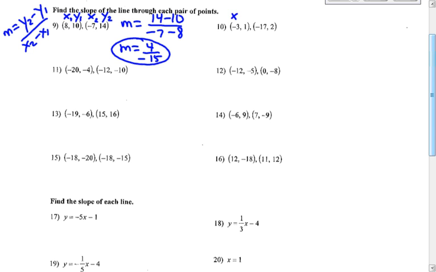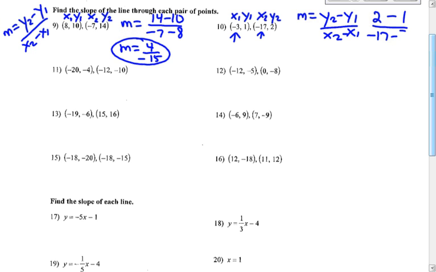Same thing here. We're going to do x1, y1. Label first x2 and y2. Then you can write down the formula. y2 minus y1 over x2 minus x1. You substitute the values in. There's 2 minus from the formula, and then y1 is 1. x2, which is right here, is negative 17 minus from the formula, and x1 is a negative 3. You notice you have back-to-back negatives.